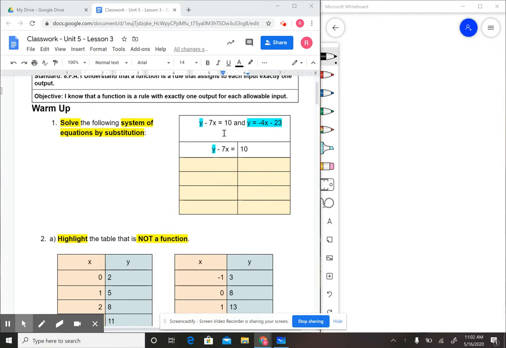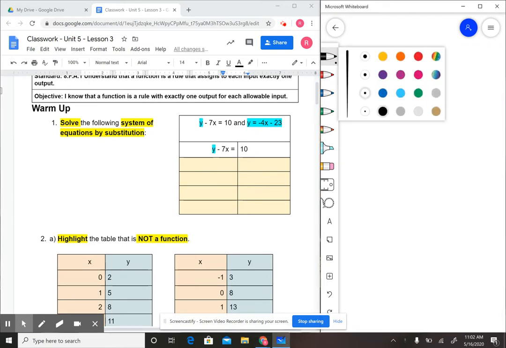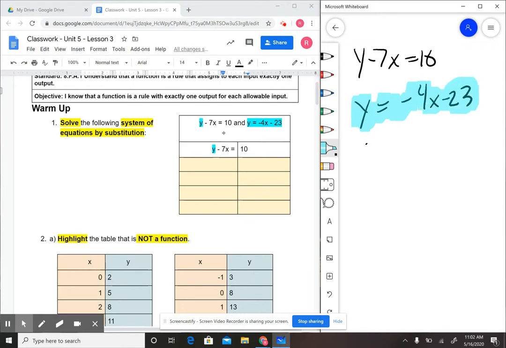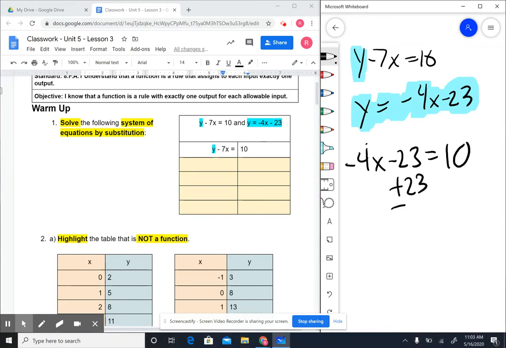So for our warm-up today, we're going to solve the following system of equations by substitution. We have y minus 7x is equal to 10, and our second equation is y equals negative 4x minus 23. Since this y is solved for, we're going to plug it in and solve for x. So negative 4x minus 23 equals 10. Add 23 to both sides. Negative 4x is equal to 33.